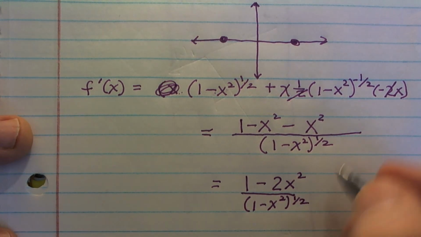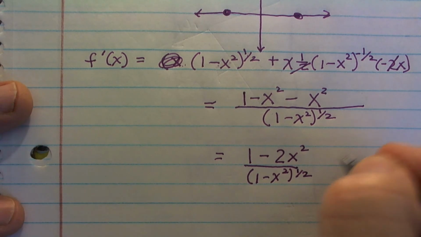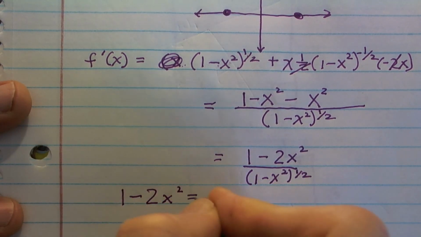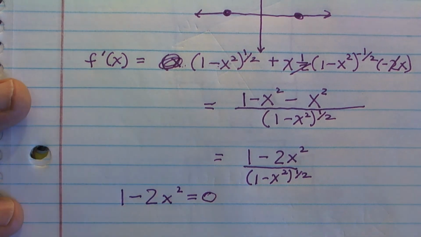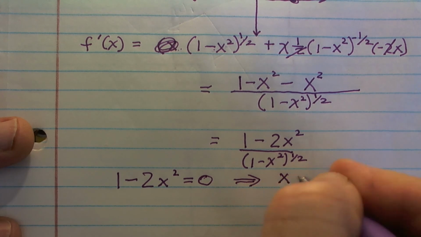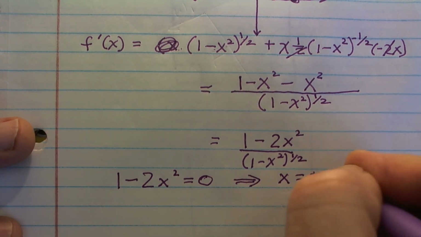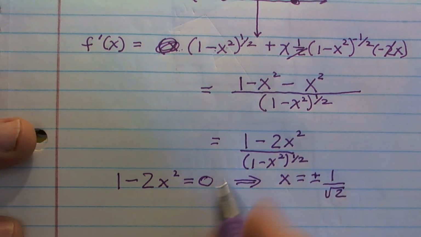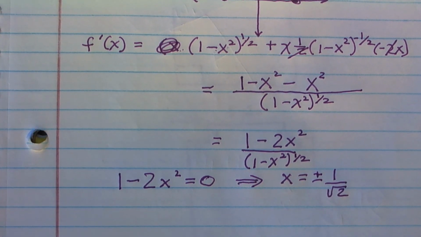So here I go. I'm going to take 1 minus 2x squared equals 0, and from there, I get x equals plus or minus 1 over the square root of 2 if I solve this. So there's a couple of critical numbers in there.